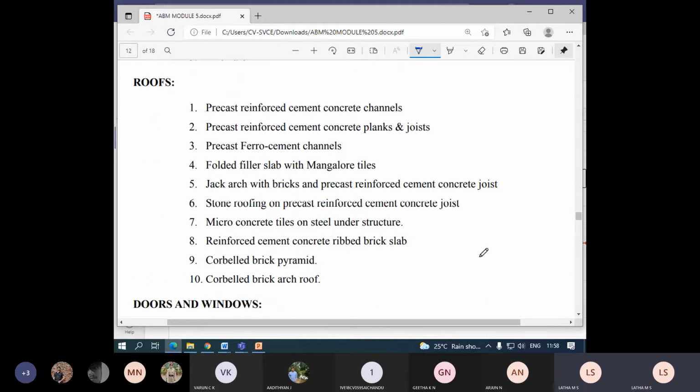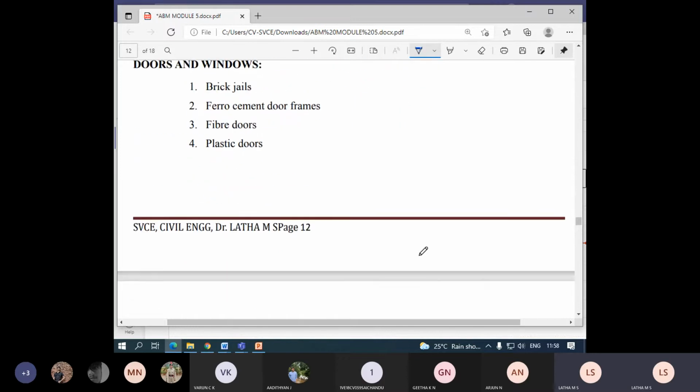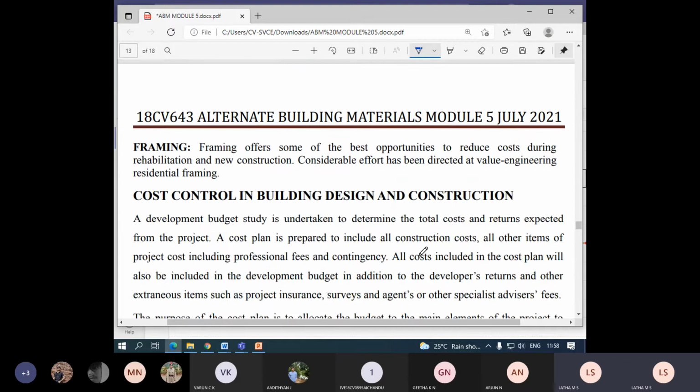More or less it is repetitive, telling about precast elements and ferrocement construction. Similarly, different types of doors and windows are available as precast elements with ferrocement construction. Then framing was the last topic which I had to cover, telling that going for an indeterminate structure would be an economical, cost-reducing construction. Once you have a column frame, framing means you can have a beam and a column, beam and a column.